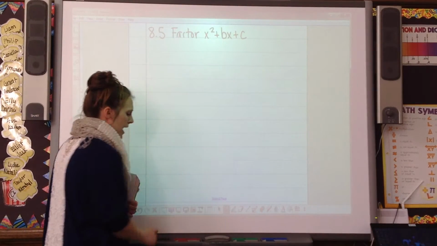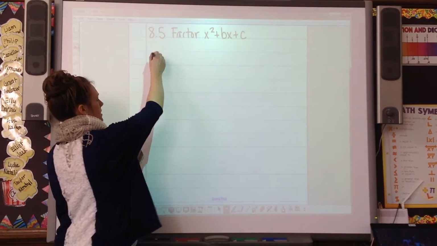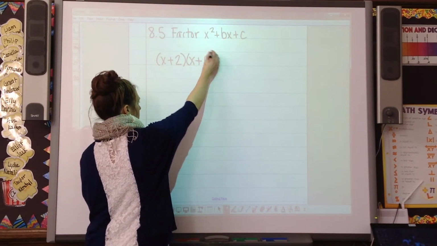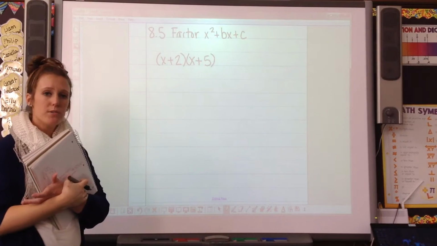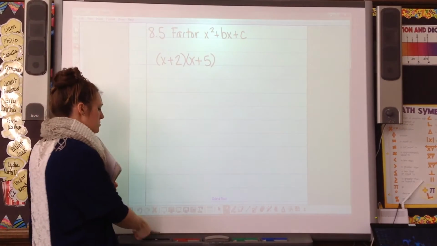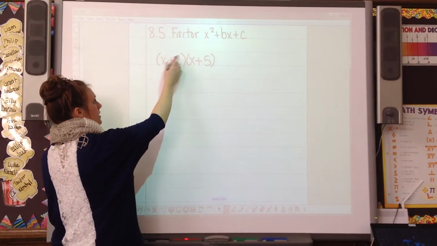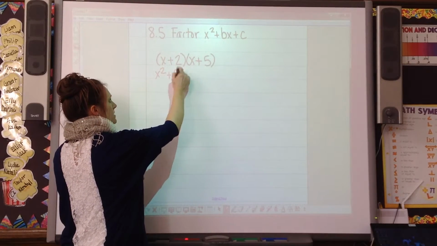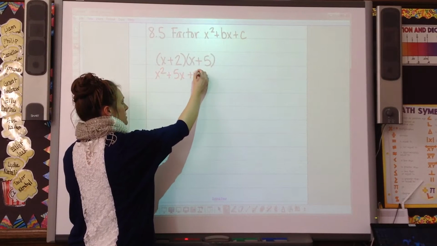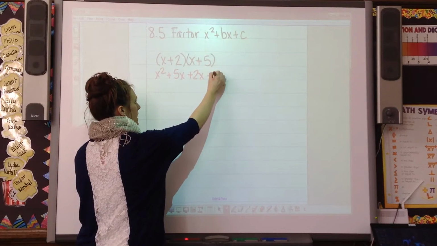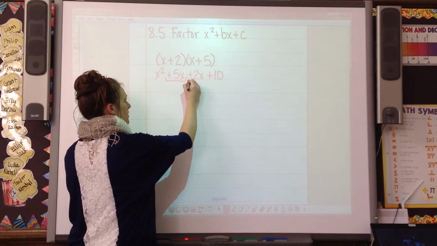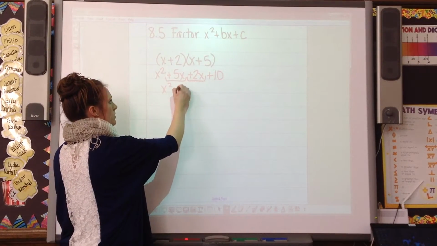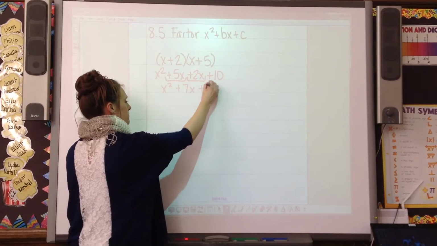Let's reminisce in the past to when we had problems like this. X plus 2 times the quantity x plus 5. To multiply two binomials, we could use FOIL. So I'm going to do that real quick. X times x is x squared. X times 5 is 5x. 2 times x is 2x. And 2 times 5 is 10. Combine my like terms. I get x squared plus 7x plus 10.